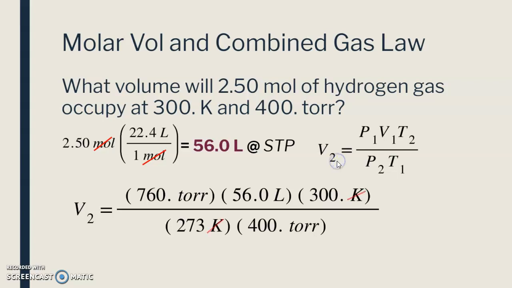Okay, so our kelvins cancel out in this equation, or in this case, our torrs are going to cancel out. I'm left with liters, which again is great because I'm looking for a unit of volume, and that happens to work out that way. So when I plug this in, 760 times 56 times 300 divided by 273 divided by 400, I get 116.9, but I only need 3 sig figs, so I round it to 117 liters. 3 sig figs here, here, and here. All right? Okay, let's move on.